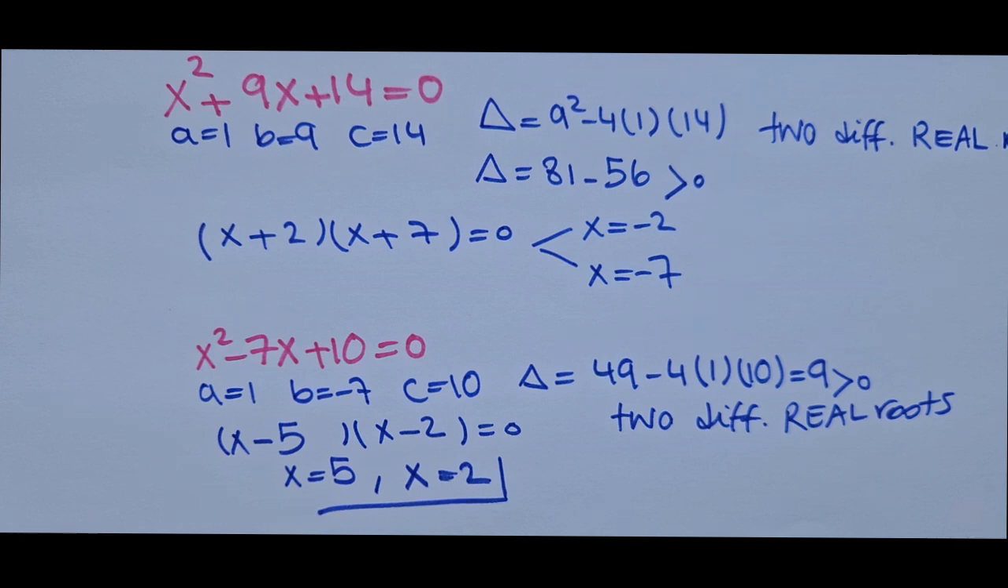Let me clarify here. The question is not asking you to solve the equations and get the perfect answer or roots. It's just asking you to discuss the nature of the roots based on the discriminant. The only reason why I solved it is that I just wanted to show you that, just by calculating the discriminant, you would have an idea. It's just for clarification, for extra explanation.